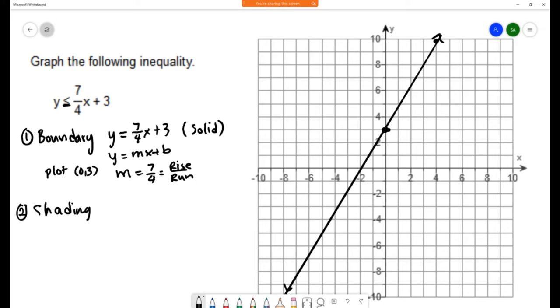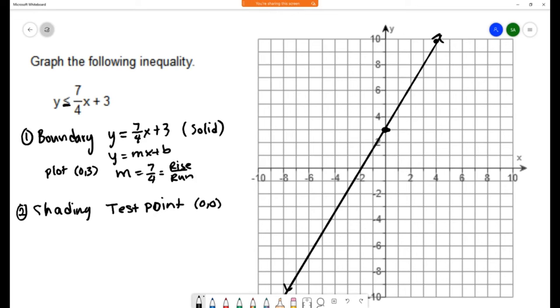So in order to decide which one is a solution, we need to pick a test point. And the only rule with the test point is that it cannot be on the line. So we can pick any ordered pair that's not on the line. Most people like to choose 0, 0 as the test point because it makes all the math work out nicely.